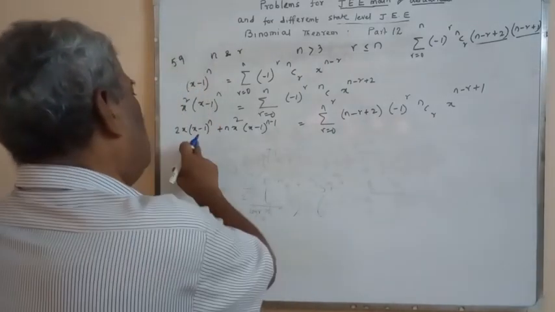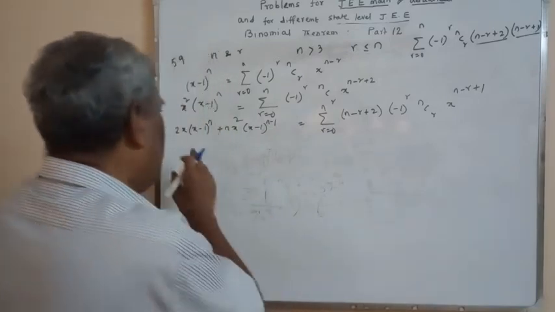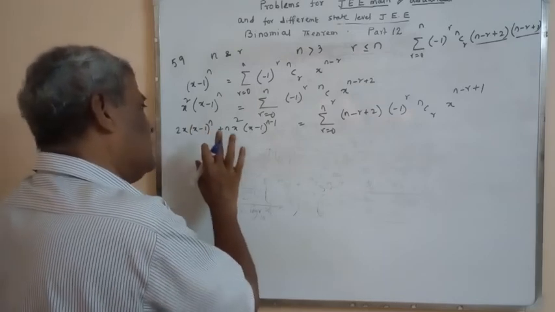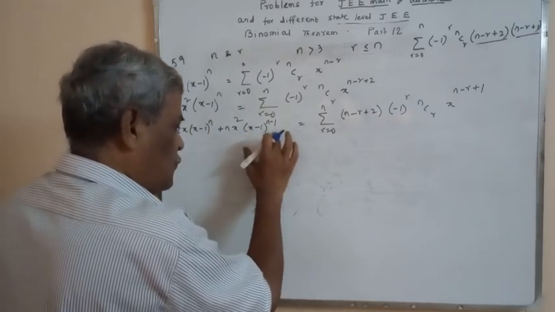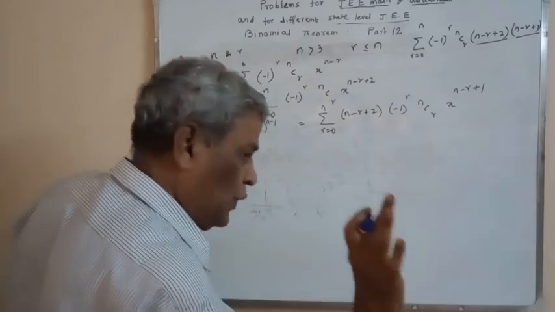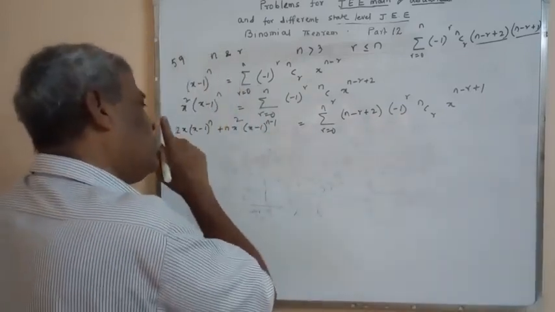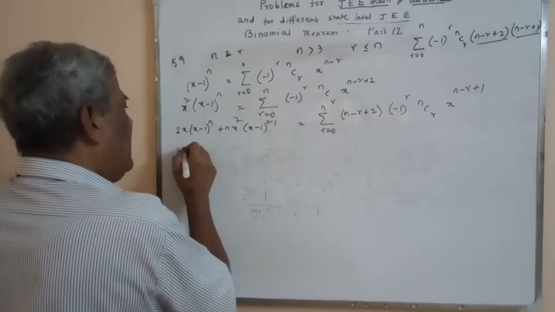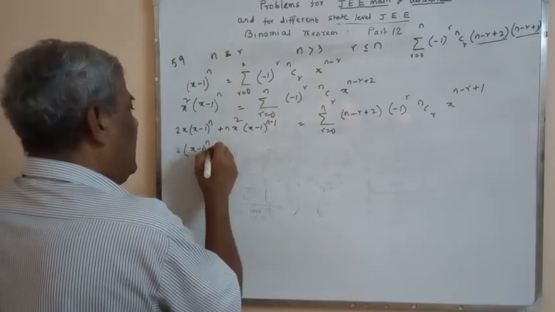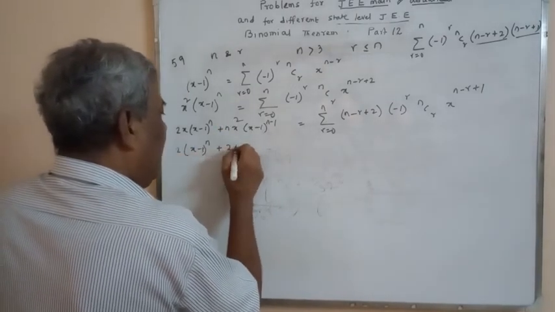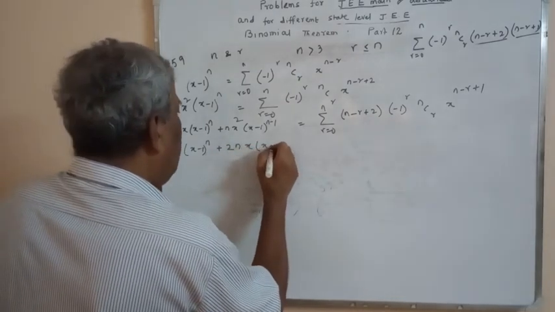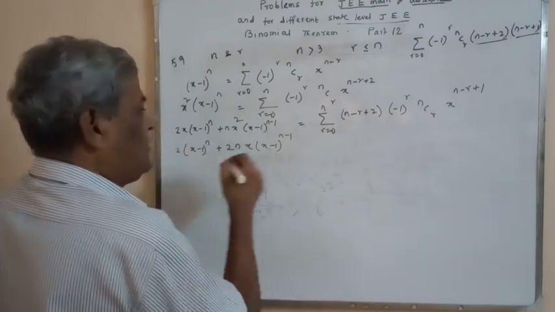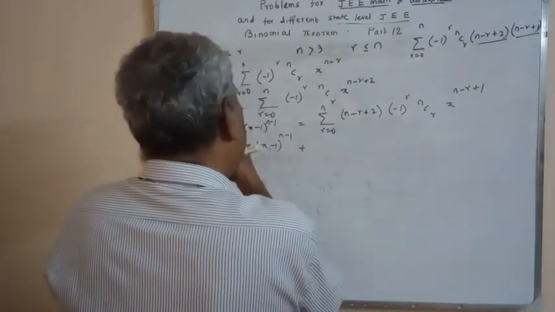Next, we again differentiate both sides with respect to x. Here there are two factors, so its derivative will be two terms. Another, there are two factors, its derivative will contain two terms. So differentiating both sides with respect to x, the left hand side is 2 into (x minus 1) to the power n plus 2nx into (x minus 1) to the power n minus 1. So the derivative of this is two terms, plus the derivative of that.